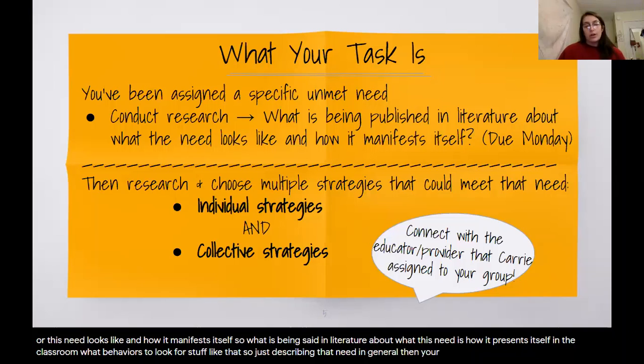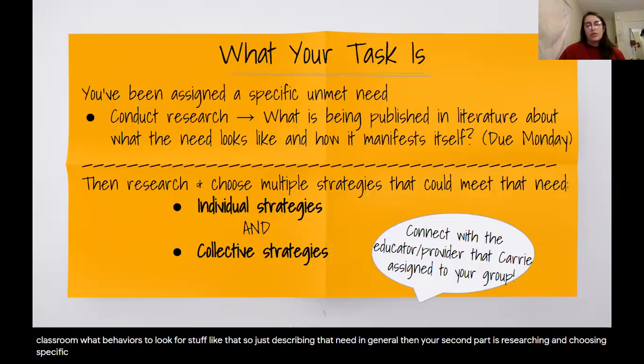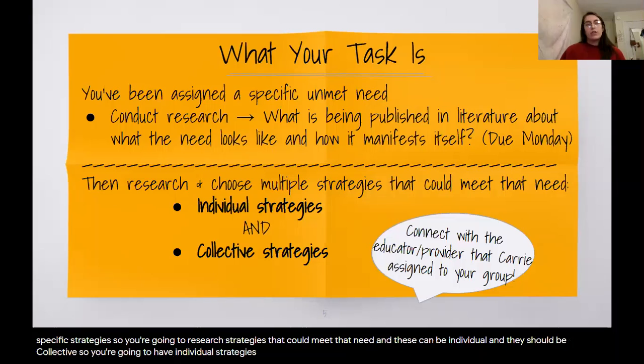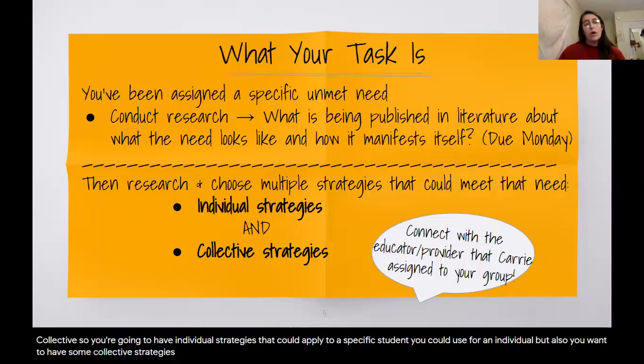Then your second part is researching and choosing specific strategies. So you're going to research strategies that could meet that need. And these can be individual and they should be collective. So you're going to have individual strategies that you could use for a specific student, but you also want to have some collective strategies as well that could translate over into a whole group benefiting. You could have some that the whole class benefits from.